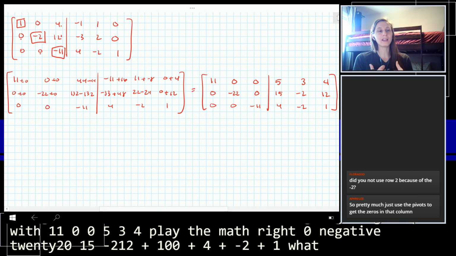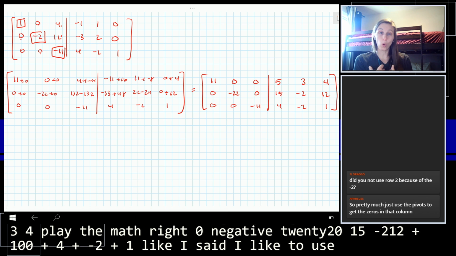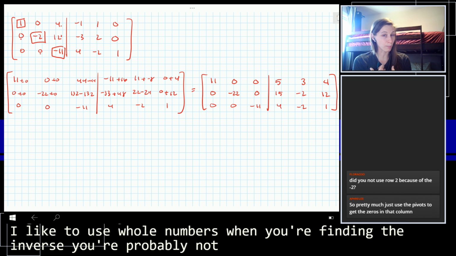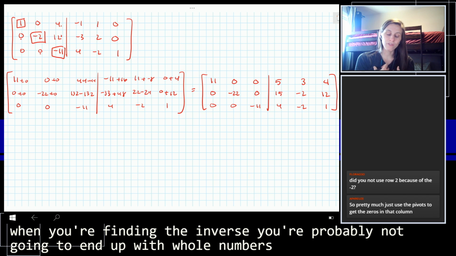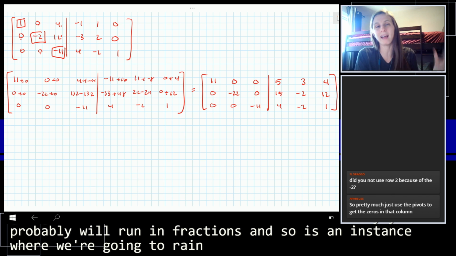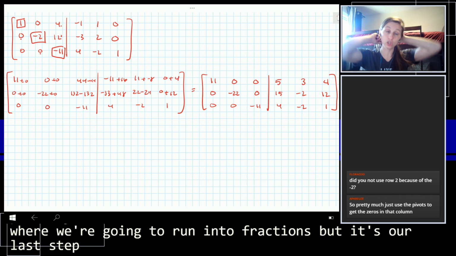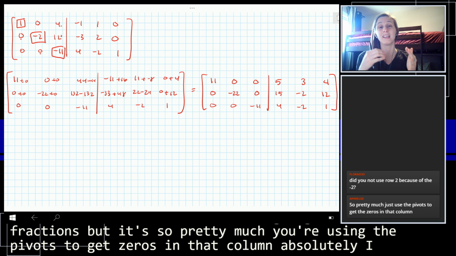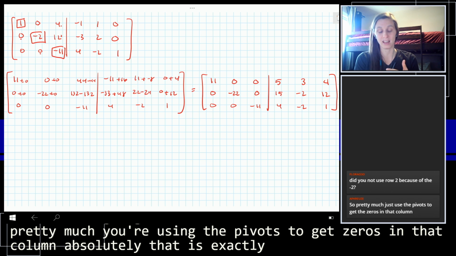Like I said, I like to use whole numbers. When you're finding the inverse, you're probably not going to end up with whole numbers. So eventually, you probably will run into fractions. This is an instance where we're going to run into fractions, but it's our last step. So yeah, AP, pretty much you're using the pivots to get zeros in that column. Absolutely. That is exactly the case.